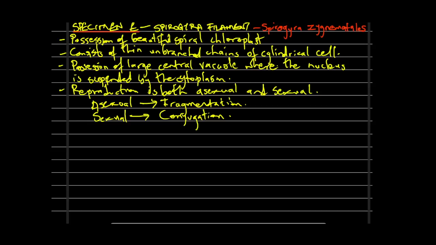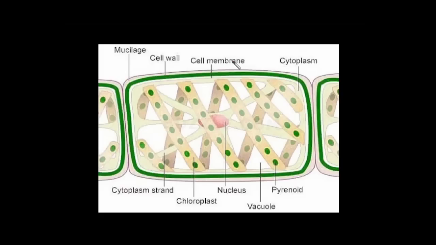In conjugation, we have two filaments lying side by side, and a bridge forms between the cells. That bridge carries the nucleus and every content of one cell into the other. So that is what Spirogyra is.